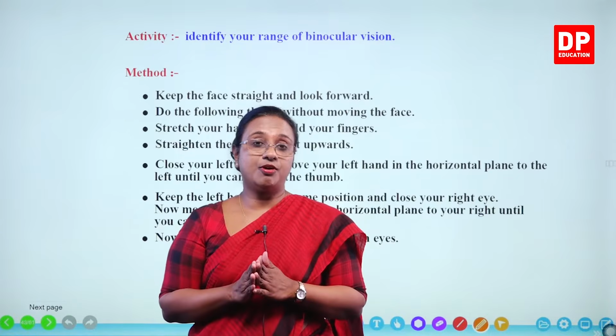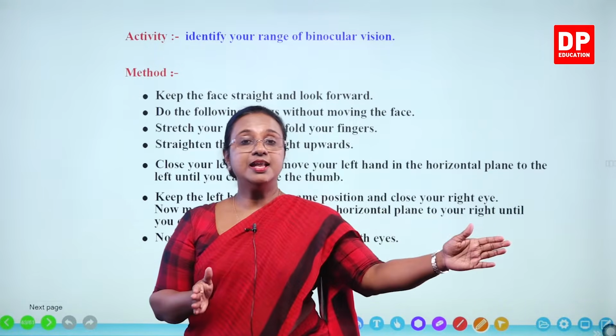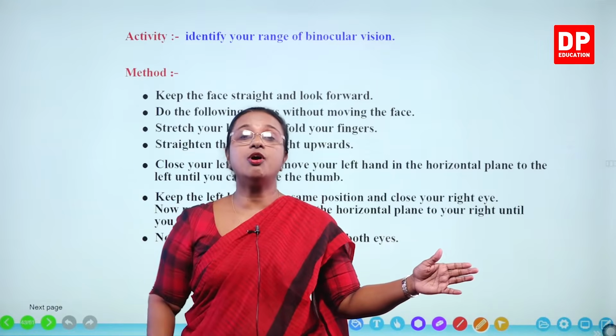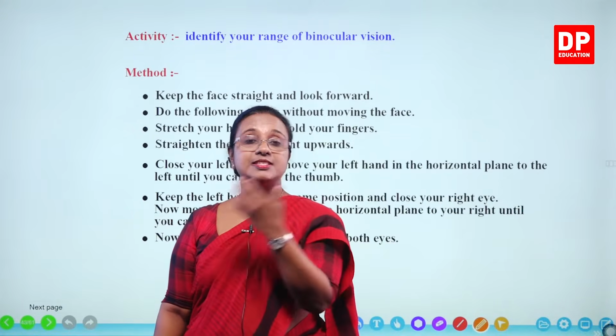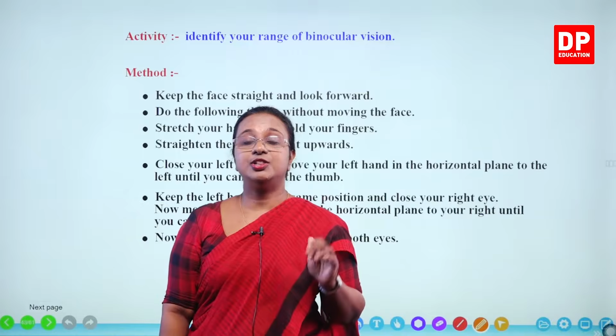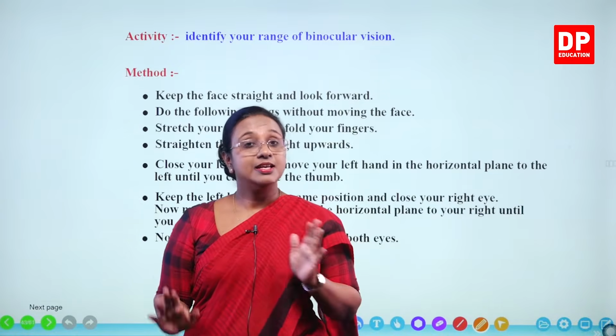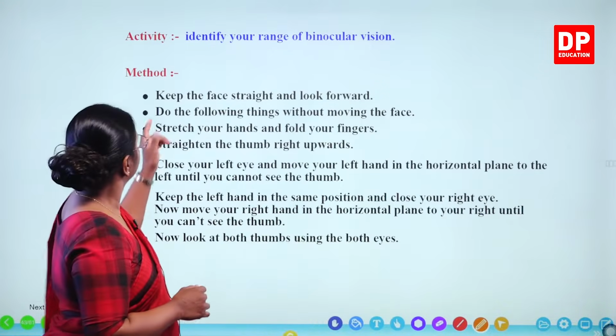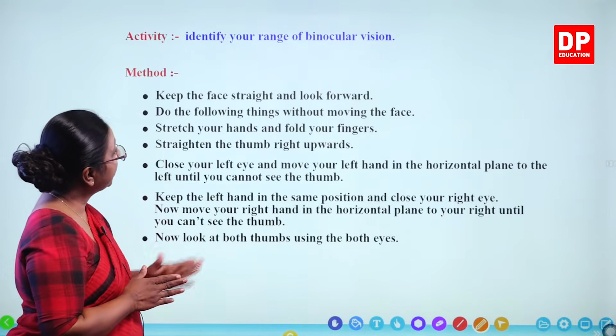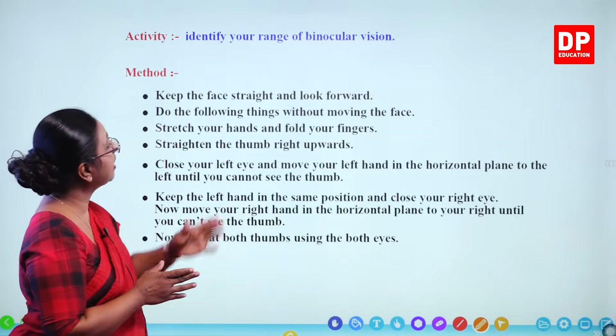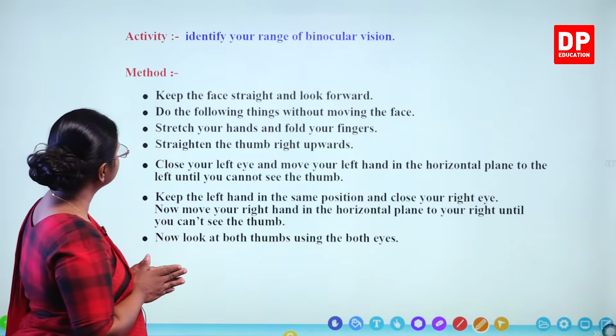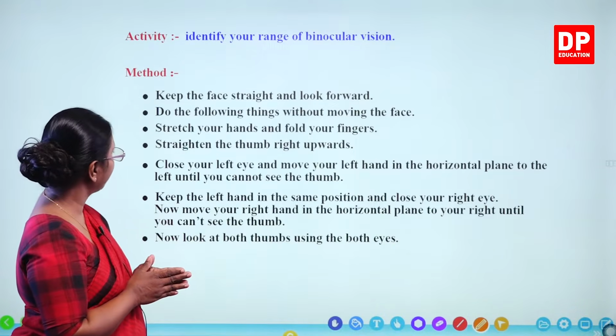Is that clear to you all? So, this side, the range that you can see with your right eye. And on this side, the range that you can see with your left eye. Is that clear to you all? So, you keep the face straight and look forward. Do the following things without moving the face. Stretch your hands and fold your fingers.